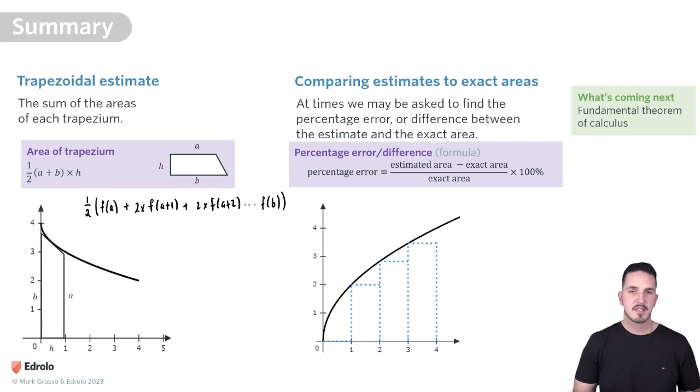Comparing estimates to exact areas, at times we may be asked to find the percentage error or difference. To find this, we just find the estimated area minus the exact area, or the difference between the two. You want this difference to be positive, all divided by the exact area, and then multiply it by 100% to find it as a percentage. In our next lesson, we're going to be looking at the fundamental theorem of calculus.